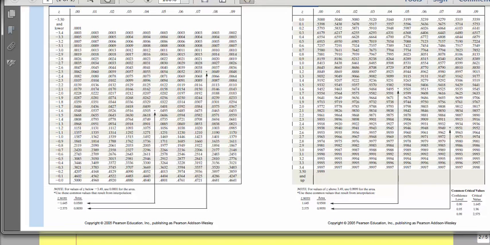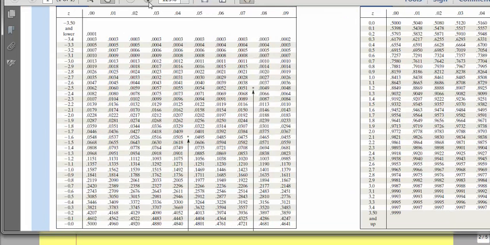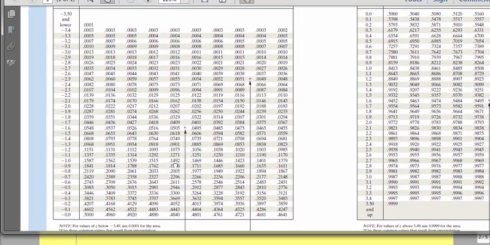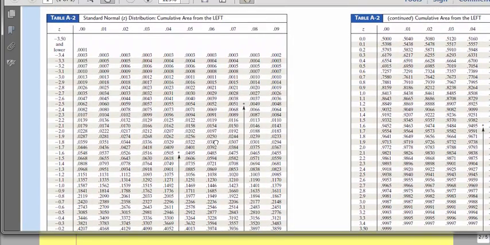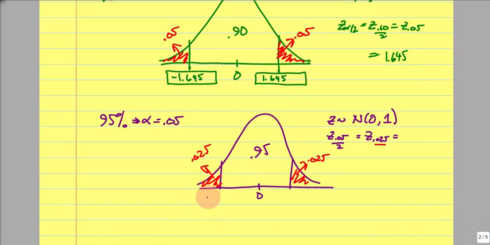So let's go ahead and grab our normal tables again, and let's look up 0.025 in my lower tail. Okay, 0.025. Oh, it's right in here. Okay, so I have negative 1.96. So that's telling me I have negative 1.96 standard deviations below the mean and 1.96 standard deviations above the mean. So my confidence factor, my z-score, my z-value, is going to be plus or minus 1.96.